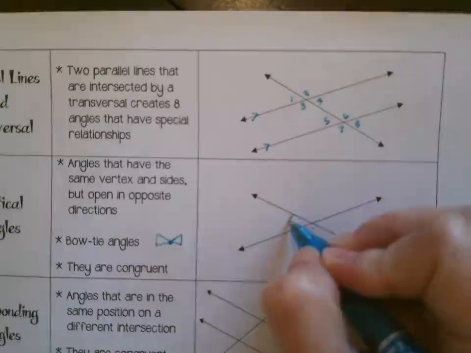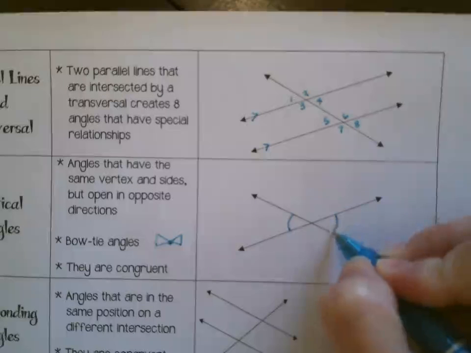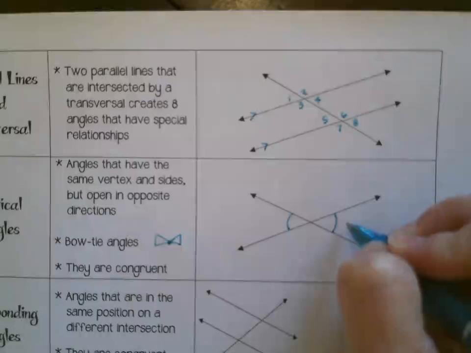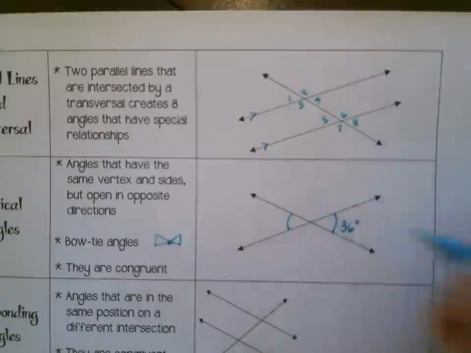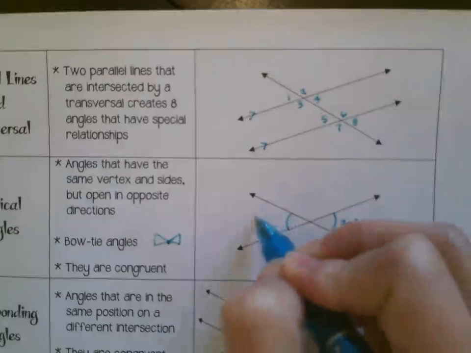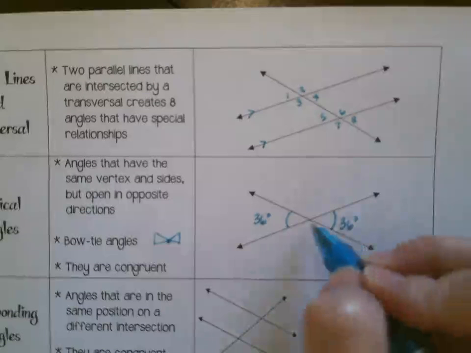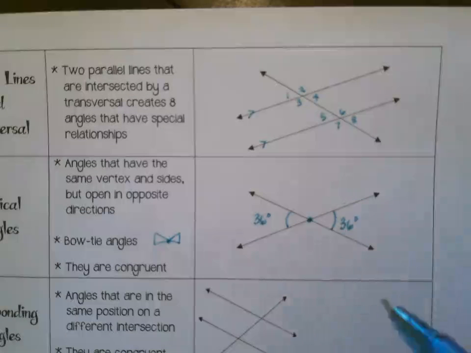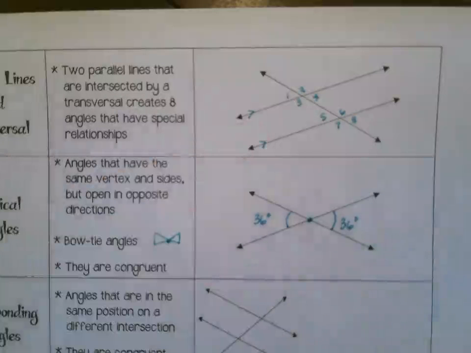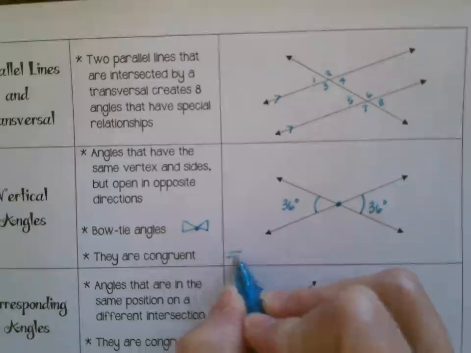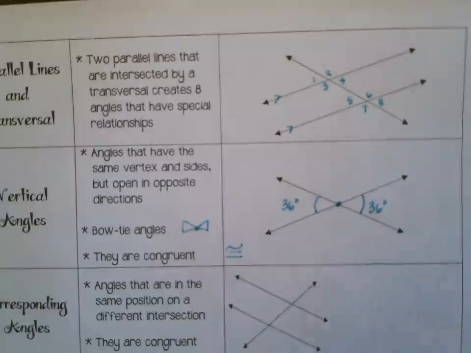But what happens, the angle on this side is going to be equal to the angle on that side. So if I know that this angle over here is 36 degrees, I know that this one across from it is also 36 degrees. So they have the same vertex, they meet in the middle, but they're going in completely opposite directions using the same two lines. So those are congruent angles. And just to make sure you know, the symbol for congruent is an equal sign with a little wave over it.